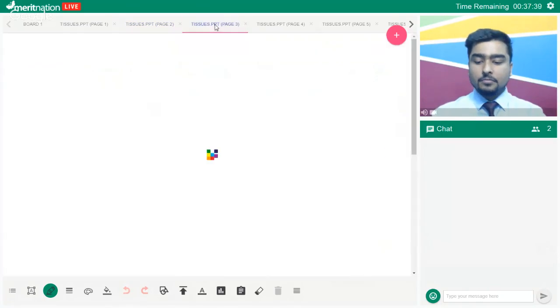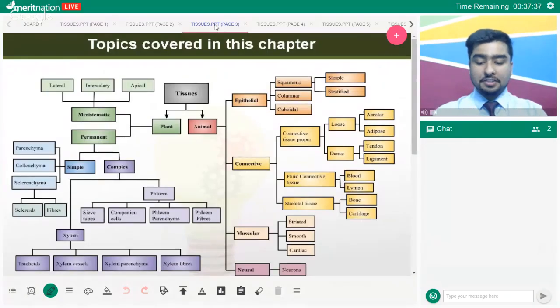Okay, so let's go deep into the chapter. As you can see, it's a huge network right in front of you. Okay, guys, so let's try to understand tissues. Here we'll not go into the detail. Rather than that, we'll try to understand the overview.